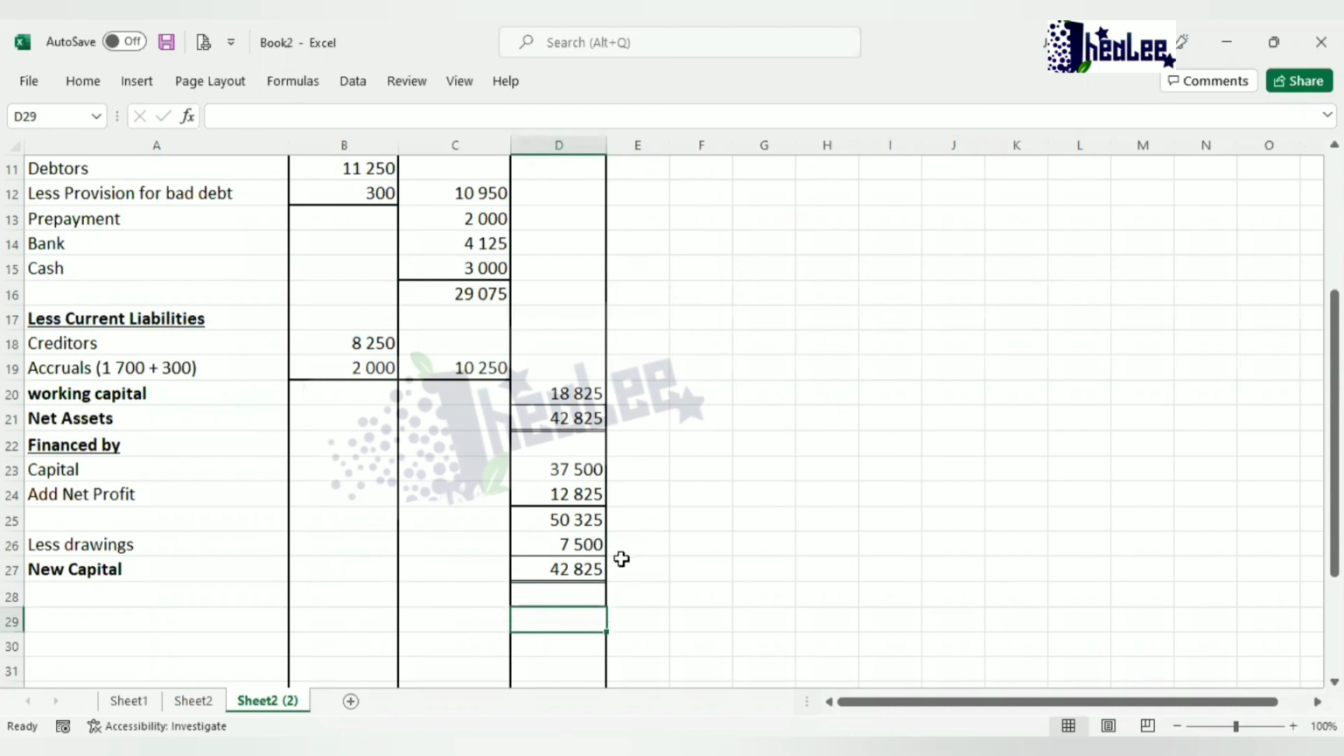So after we have generated the difference between the 50,325 and the drawings, we have a new capital of 42,825. And the figures that are double underlined are for the net asset, which represents the assets minus liability, that is 42,825. And when we calculate our new capital, we have 42,825 as well. So we can safely say that we have completed the balance sheet accurately, because guess what? Total assets minus liabilities is equal to capital. So that takes us to the end of completing number 5A2 of the May 2004 Principles of Accounts past paper.